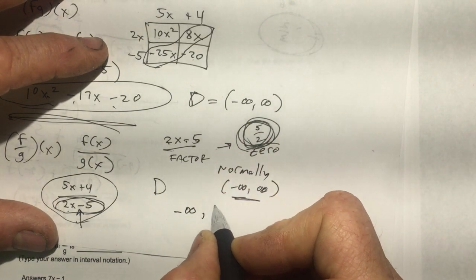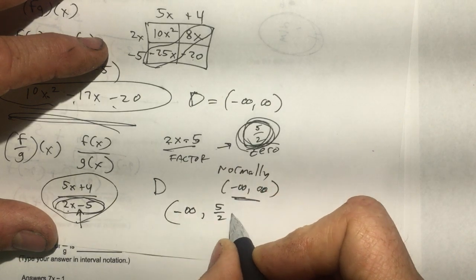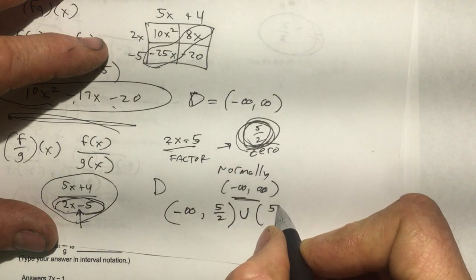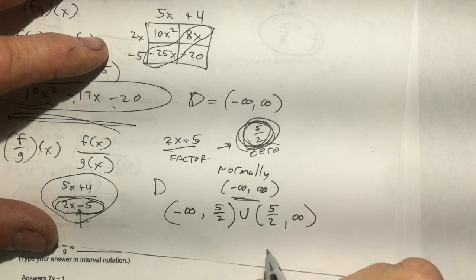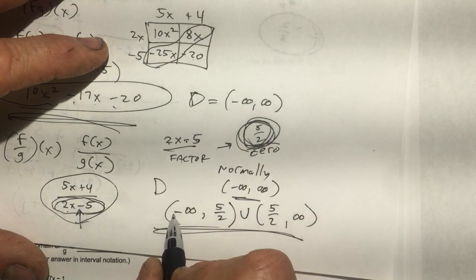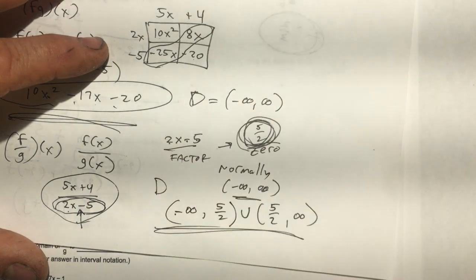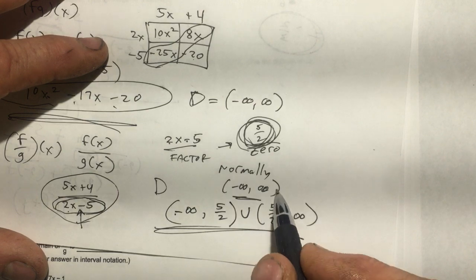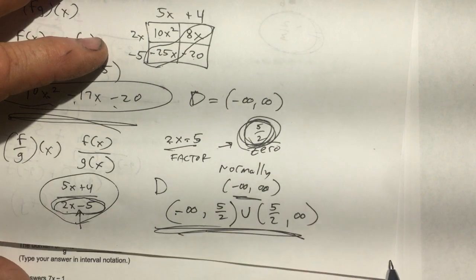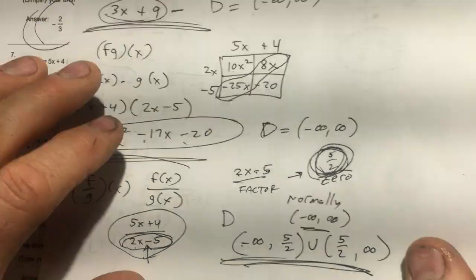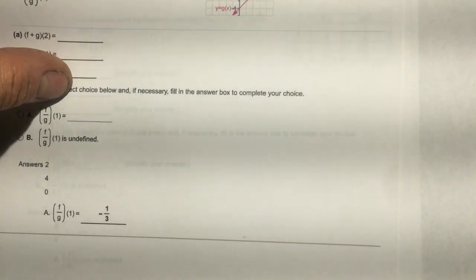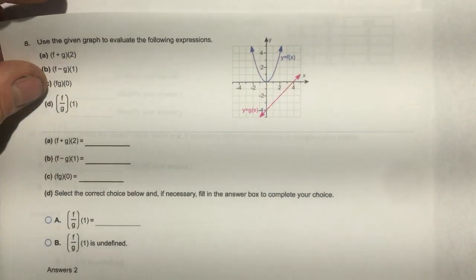Negative infinity to 5 halves. I'm going to put parentheses, which means I don't include that value. Union, and then I'm going to pick up on the other side 5 halves and go to positive infinity. And that's how I would write my domain right there. That excludes 5 halves. So that's everything from negative infinity up to 5 halves and not including it. And then picking up on the other side 5 halves and going to positive infinity. And this excludes 5 halves. That would be my domain. Okay. All right, so number 7 was a rather lengthy problem.